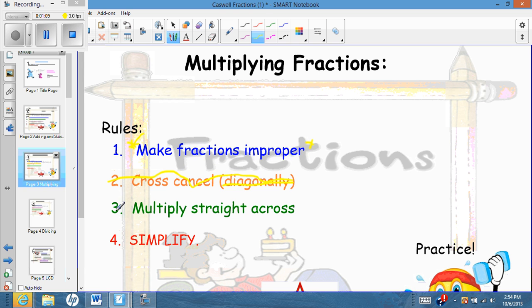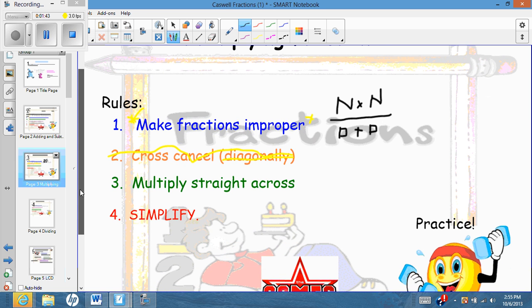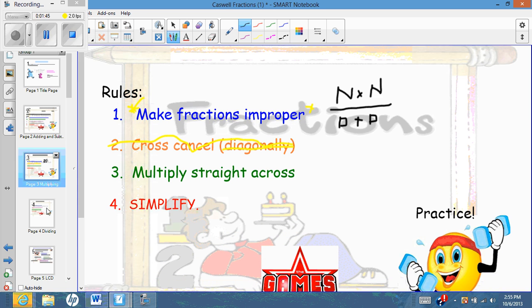Okay, multiply straight across. So you multiply numerator times numerator and denominator times denominator. So you have your numerator times your numerator, and then over your denominator times your denominator. Here for multiplication and division, you do adjust your denominator. Unlike adding, subtracting, you don't really mess with your denominator. Okay, when you're done, don't forget to simplify your fraction.